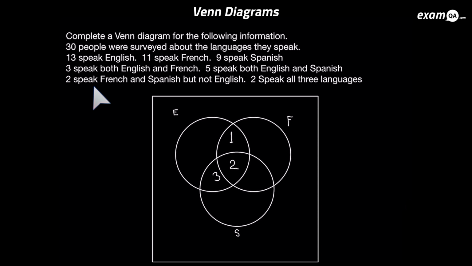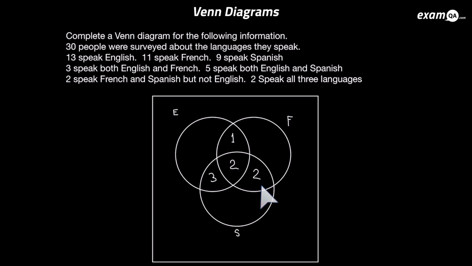And now we can go back to 2 people speak French and Spanish, but not English. So where is French and Spanish, but not English? French and Spanish, but not English is only this region. Because although it says French and Spanish, it also says not English. So we can only look at this bit. We can't go into the English section. So it is literally talking about just this bit. So the number they've given us can go straight into there.